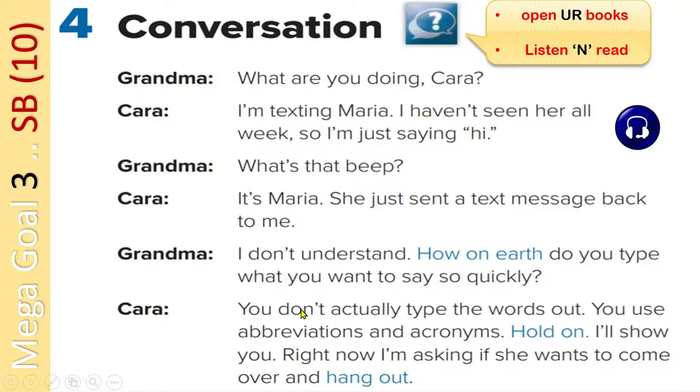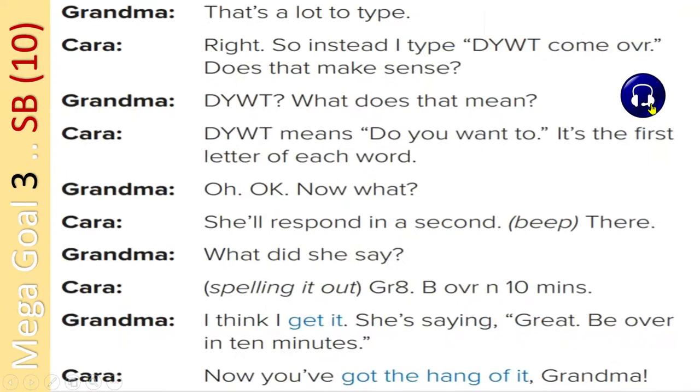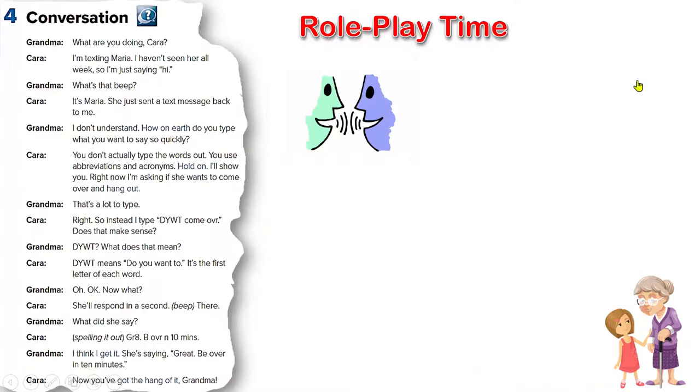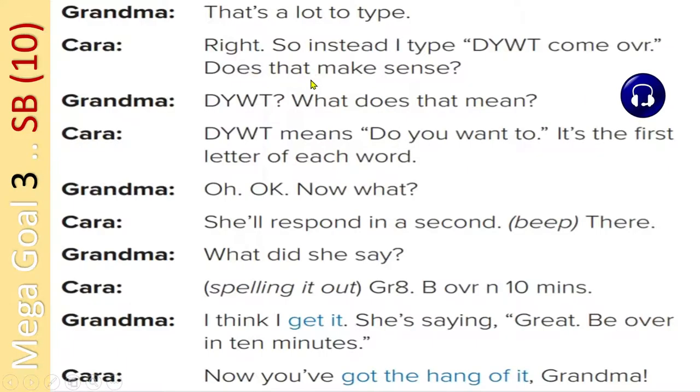That's a lot to type. Right. So instead, I type DYWT, come OVR. Does that make sense? DYWT? What does that mean? DYWT means do you want to? It's the first letter of each word. Oh, okay. Now what? She'll respond in a second.